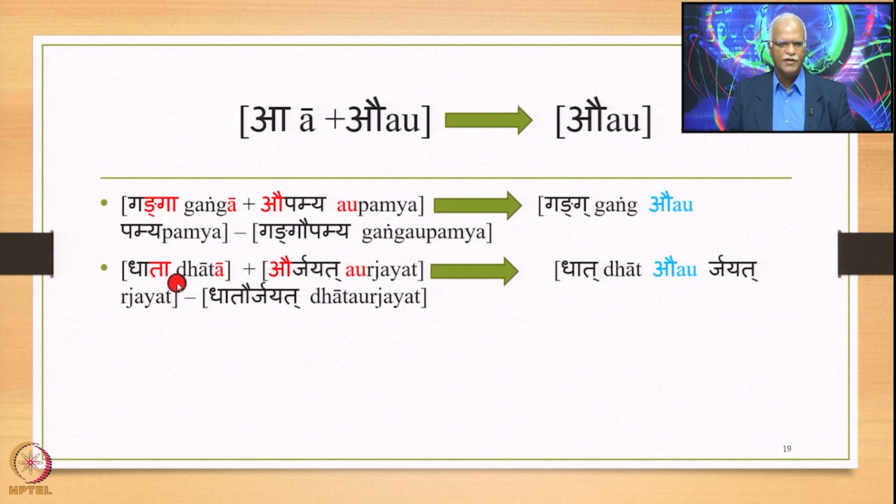Now, we have the example where dhata is one word and aurjayat is the second word. So, there are these two padas part of the sentence. Now, this a appears at the end of the first pada and au appears at the beginning of the second pada, and these two padas are in the Samhita mode. So, 6188 applies and we have the output generated in the form of dhat, au and rjayat. So, we have dhataurjayat.